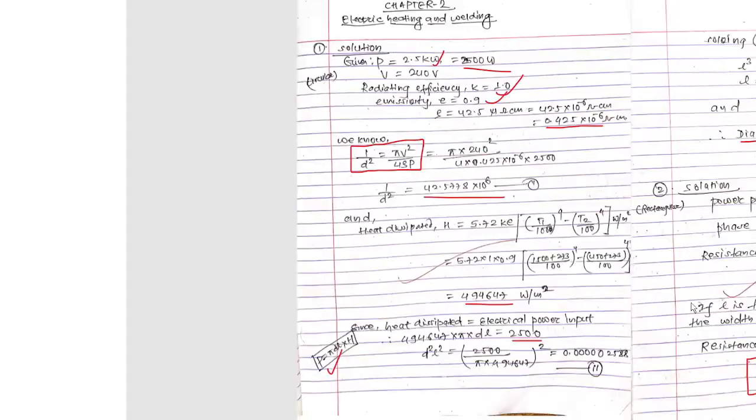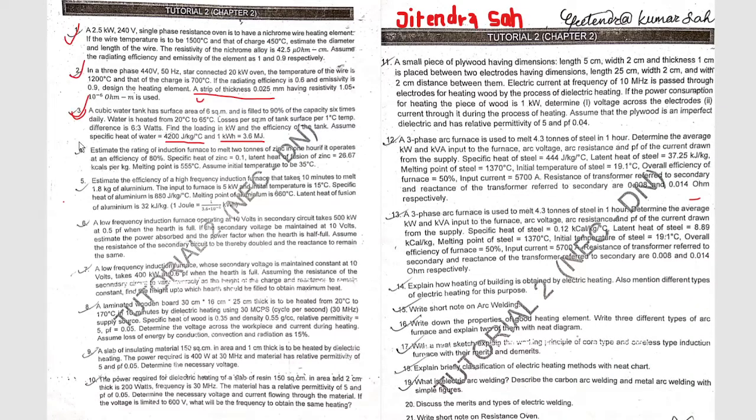Now similarly here we have question number 4. In question number 4 you can see: estimate the rating of an induction furnace to melt 2 tons of zinc in 1 hour if it operates at an efficiency of 80%, and the specific heat of zinc is 0.1, and the latent heat of fusion of zinc is 26.67 kilocalorie per kg, and the melting point is 555 degrees Celsius, and assuming the initial temperature to be 35 degrees Celsius.